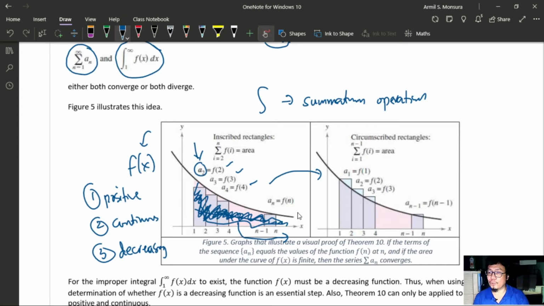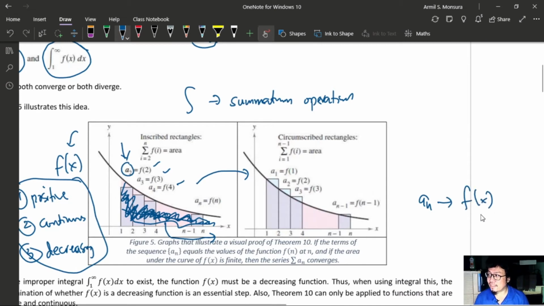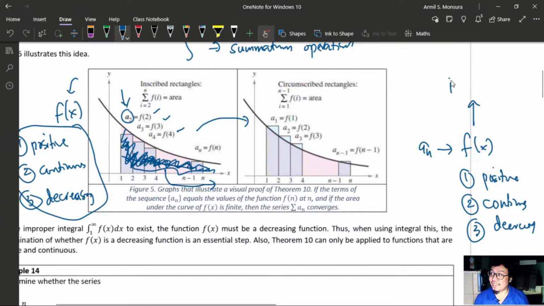So again, before you apply the integral test, make sure of these three things that are true about your f of x. The process is this: you start with a sub n, you make it f of x, and then you determine whether f of x is positive. Two, is it continuous? And number three, is it decreasing? Also, make sure that f of x is integrable. That's the most important thing about f of x when using the integral test, that you actually have an f of x that is integrable.